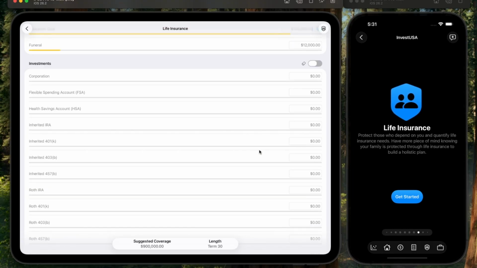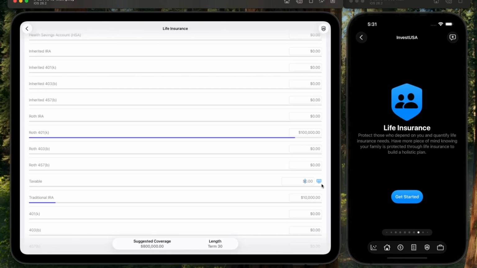Now we have to look at where our investments are. What are the assets that we own that can cover us if something does happen? Maybe you have some money stashed away in a Roth 401k you can access with some penalties. So we're going to put $100,000 over here. Let's say you also have $25,000 stashed away in a taxable account invested. You've only saved up $10,000 in your traditional IRA, and you also have $150,000 in your 401k.